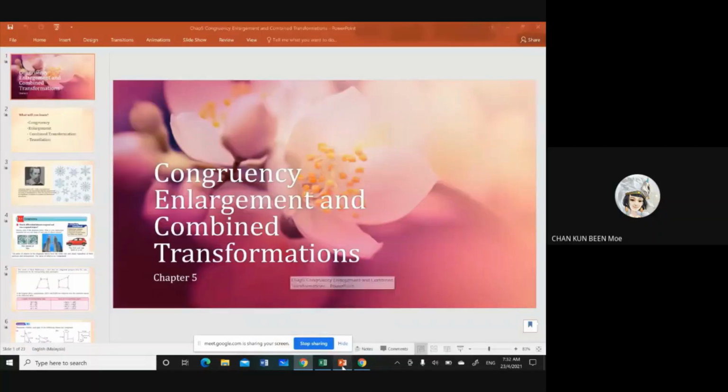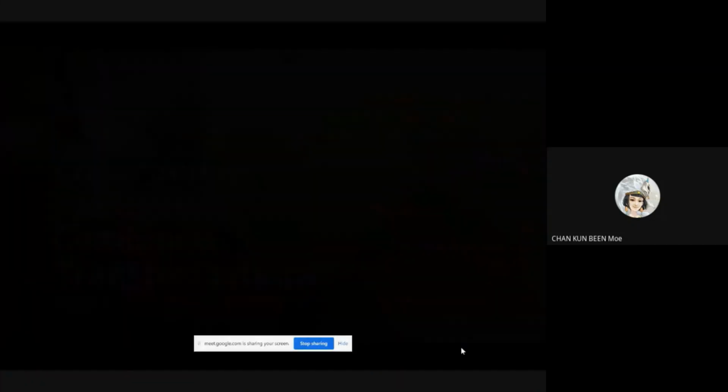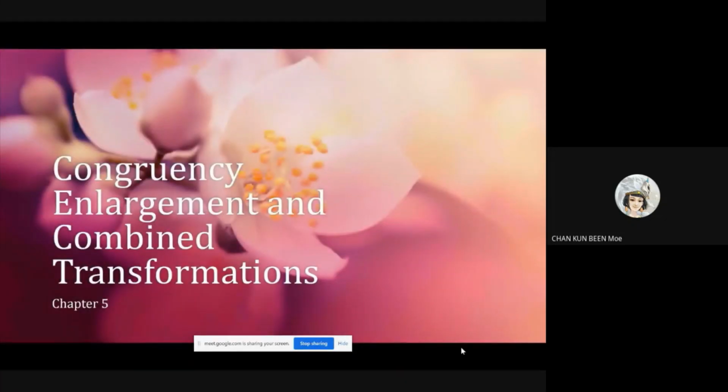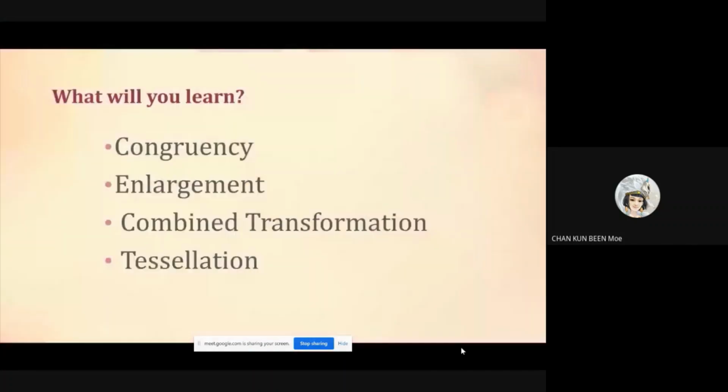So today we are going to learn a new chapter, which is congruency, enlargement, and combined transformations. This is chapter 5. Yeah, we are reaching half of the book already. In this chapter 5, there are 4 things that we are going to learn. Okay, we look at the next slide. The first one is congruency. This one we are going to learn today.